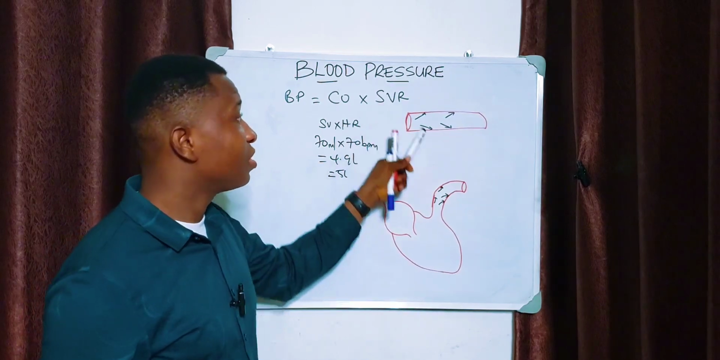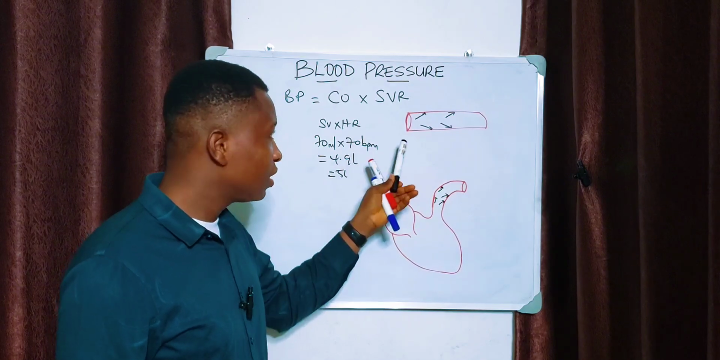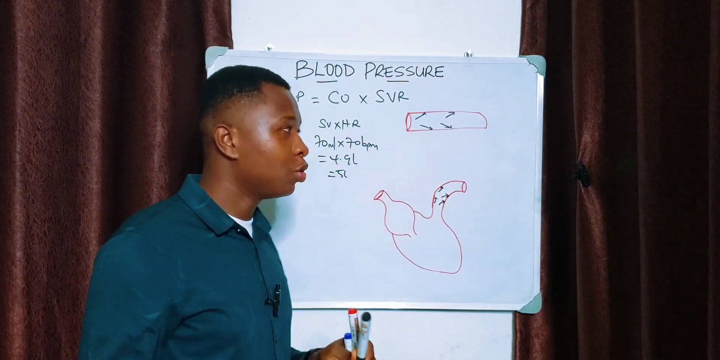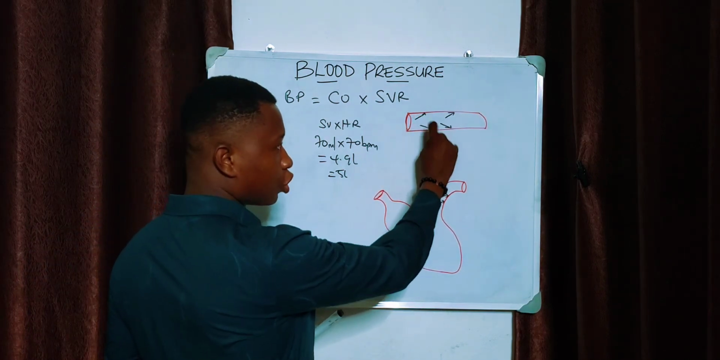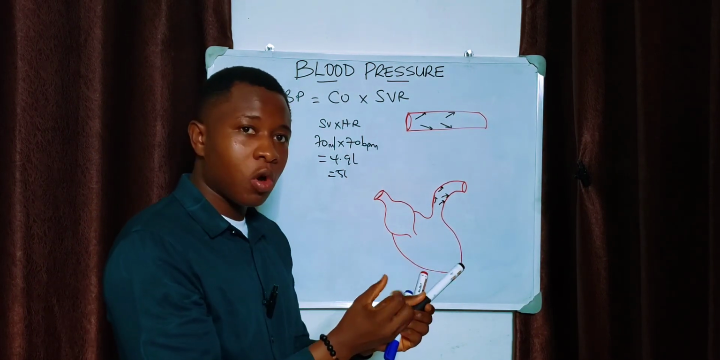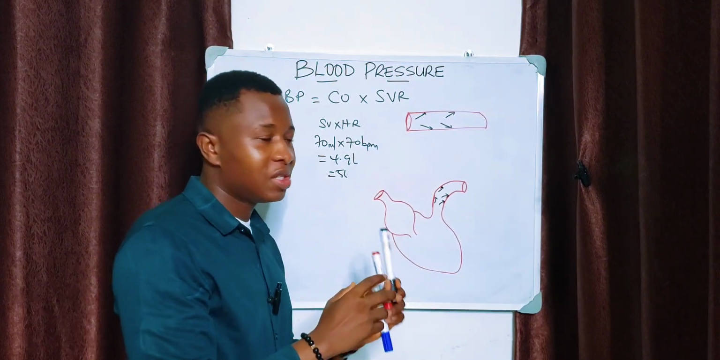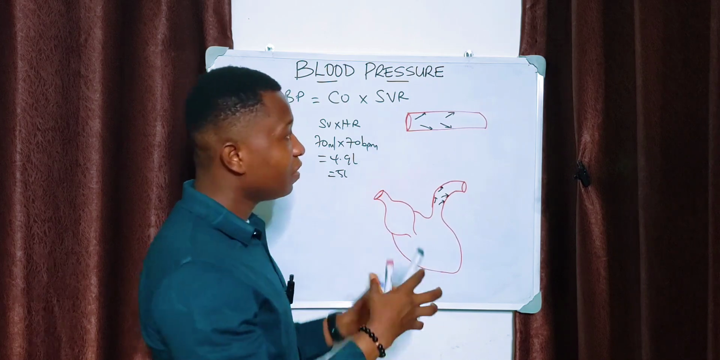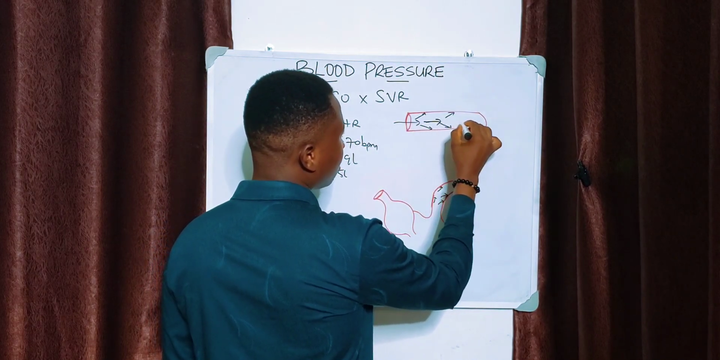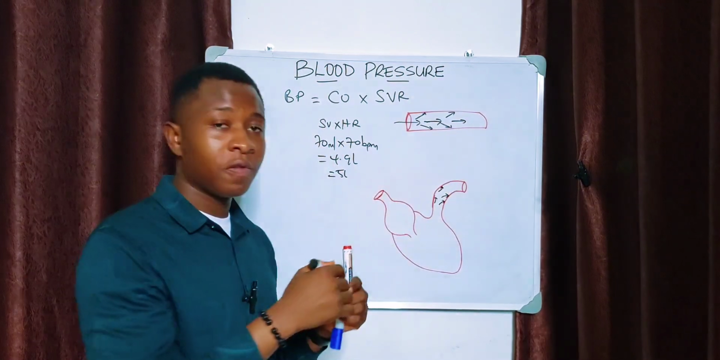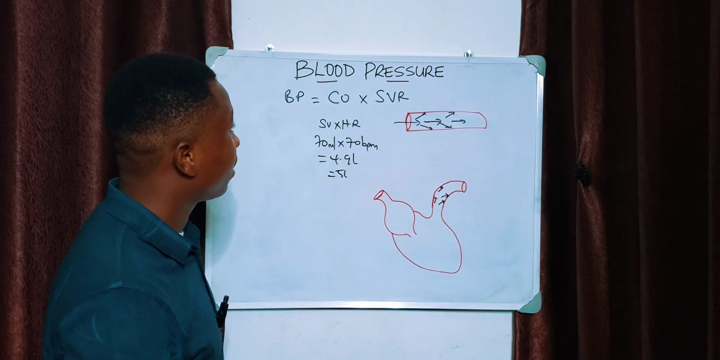If you increase the resistance, you increase blood pressure. If you lower the resistance, you lower blood pressure. So this has a very vital role to play when it comes to blood pressure. If you constrict this blood vessel, the pressure becomes high because the blood will have to force itself through a small vessel. But if the vessel is dilated, is big, the blood may just pass even without touching the walls of the vessels. So that is about systemic vascular resistance.